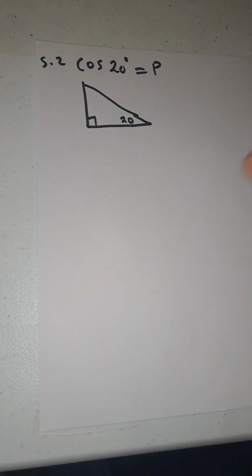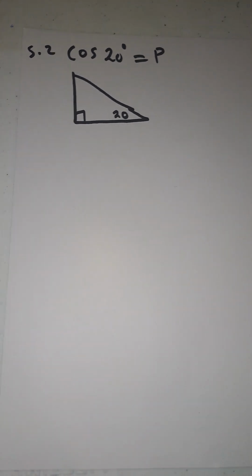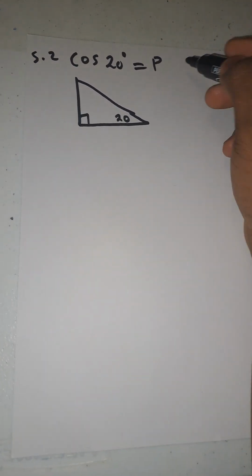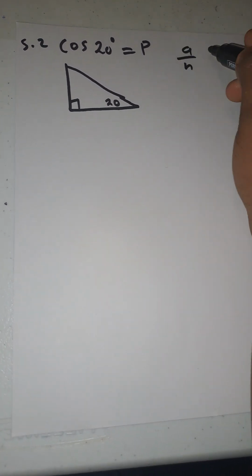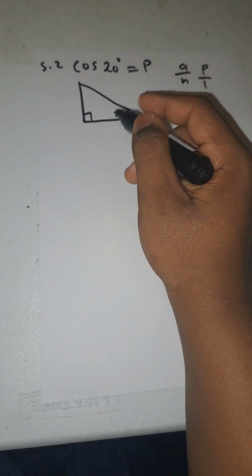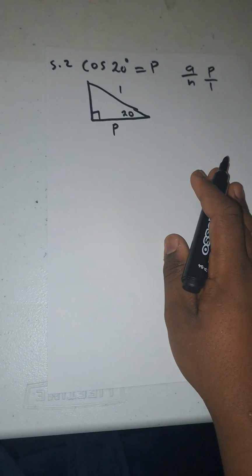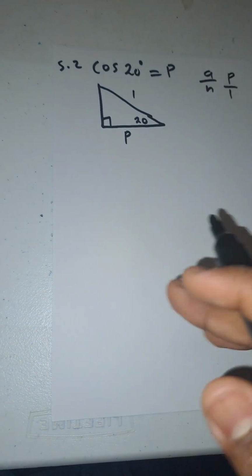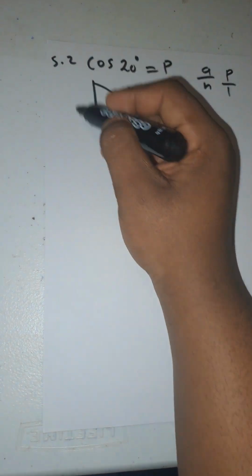So I want you to know this. When they told you that you have p, remember what is cos? Cos is adjacent over hypotenuse, right? So this is the same as saying p over 1. Where there's my adjacent, I know that I have p. Where there's my hypotenuse, I know that I have 1. P over 1 is the same as p.